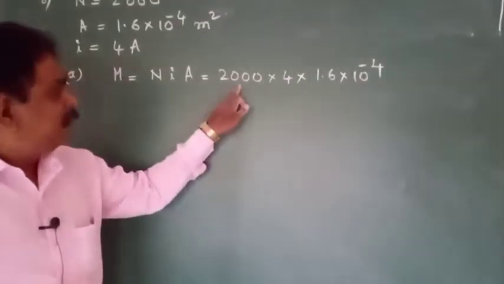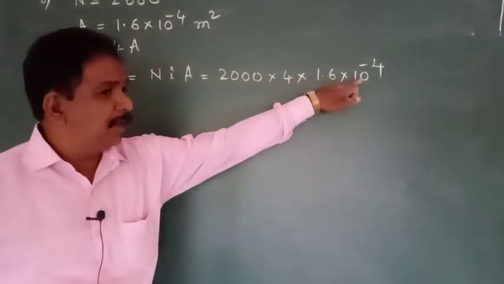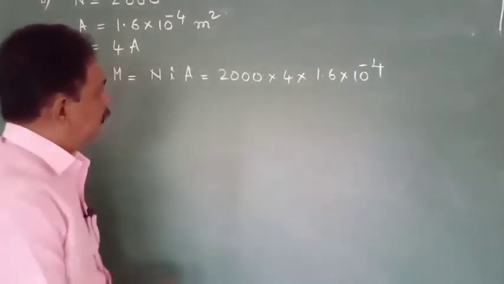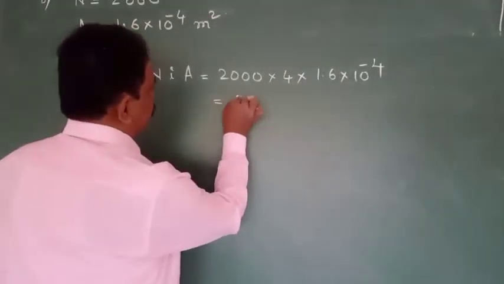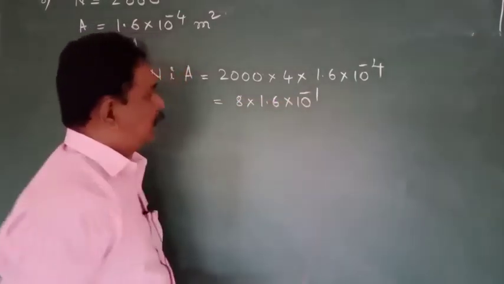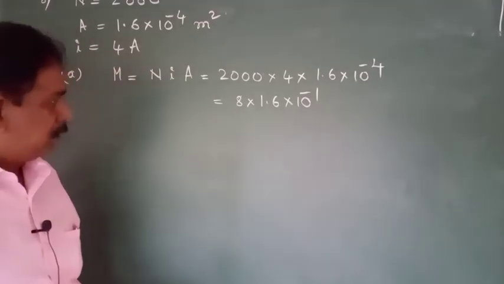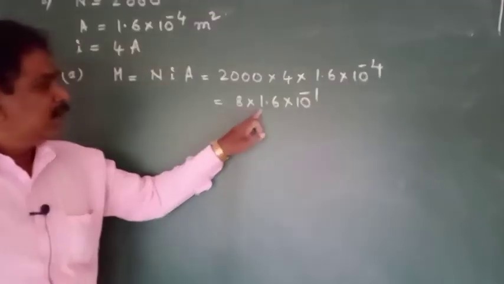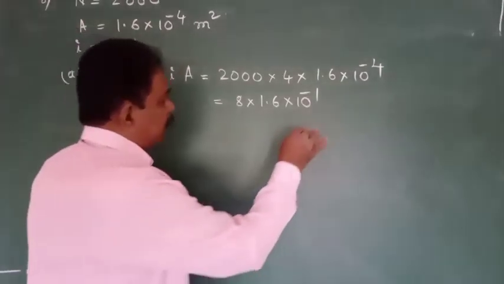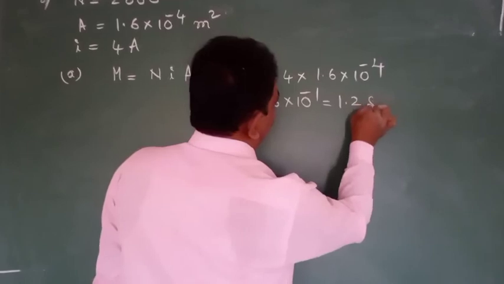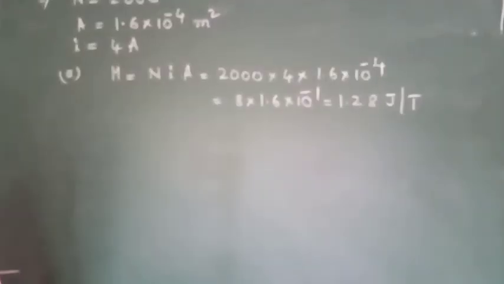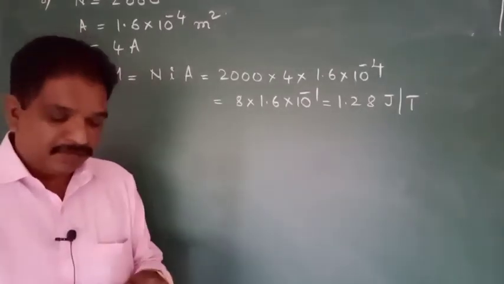Clear? 3 zeros here, 10 power minus 3 will cancel. 10 power minus 1 will be there. So this is 8 into 1.6 into 10 power minus 1. So 16 8s are 128. So this value will be finally 1.28 joule per Tesla. That is the magnetic moment.